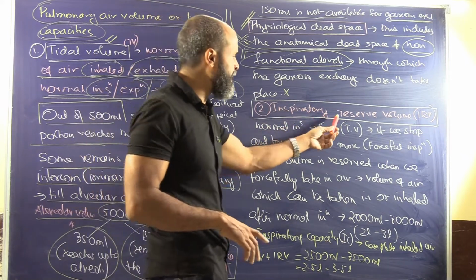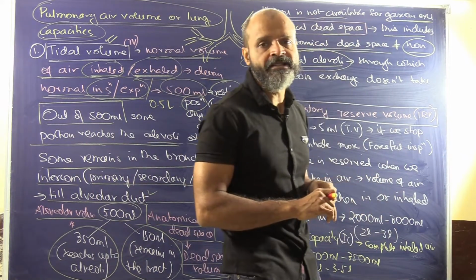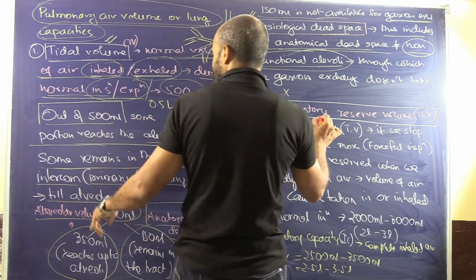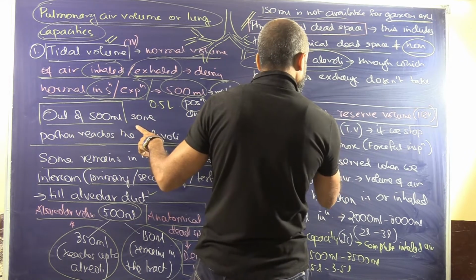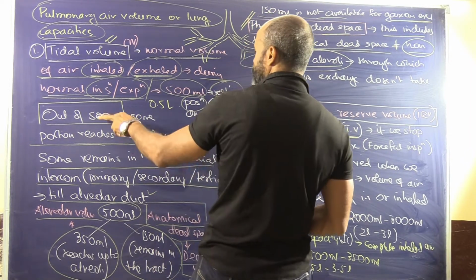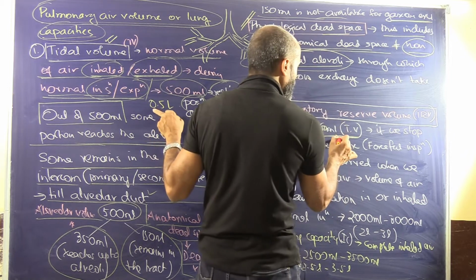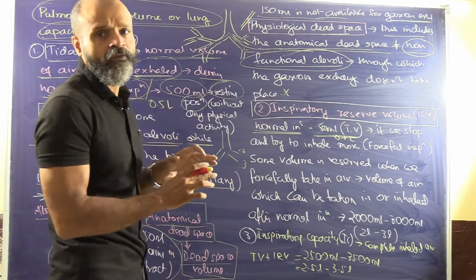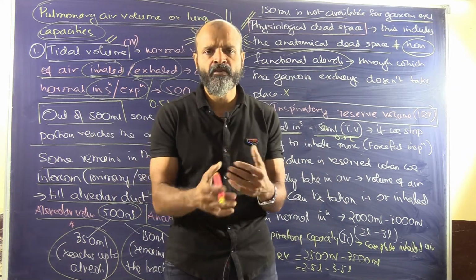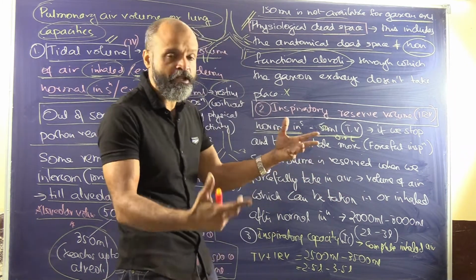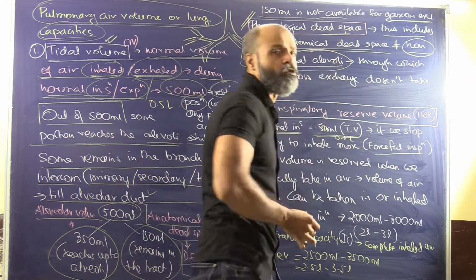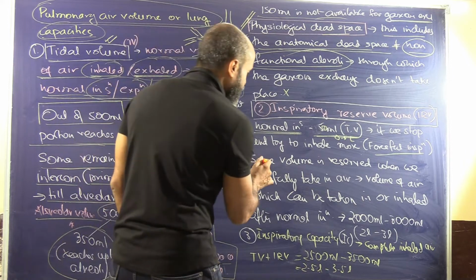So what do we mean by inspiratory reserve volume? That is known as the IRV. See, in normal inspiration, as we saw, we are taking in approximately 500 milliliter of air, that is called the tidal volume, that is 0.5 liters of air. Now if we stop this and try to inhale more, as in some yogic asanas in which more inspiration happens, this is known as forceful inspiration, and some volume is reserved.